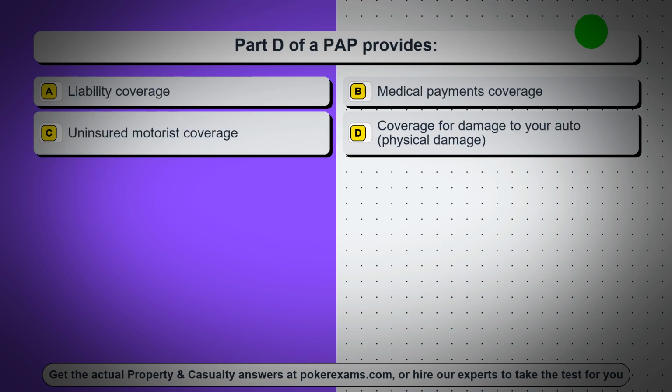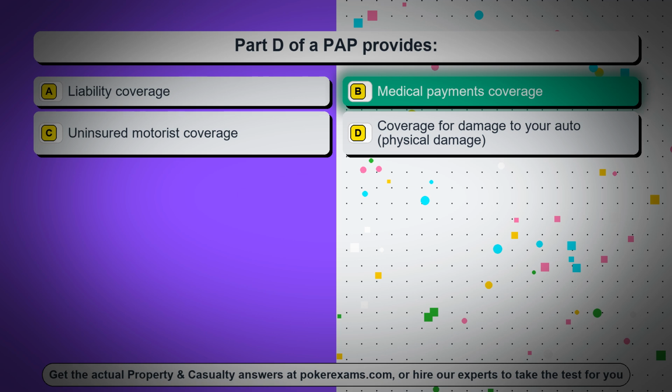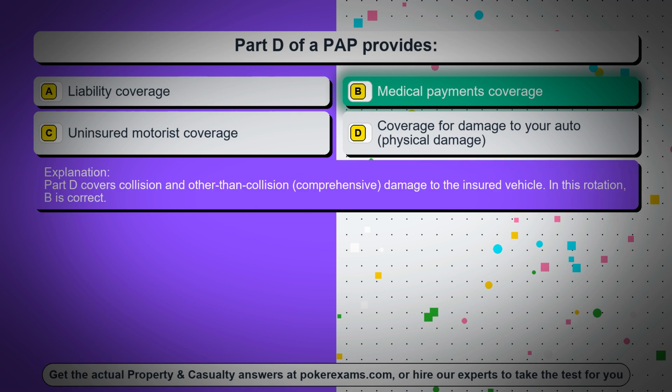Question 56. Part D of a PAP provides: Option A, liability coverage. Option B, medical payments coverage. Option C, uninsured motorist coverage. Option D, coverage for damage to your auto, physical damage. The correct answer is option B, medical payments coverage. Part D covers collision and other than collision, comprehensive, damage to the insured vehicle. In this rotation, B is correct.